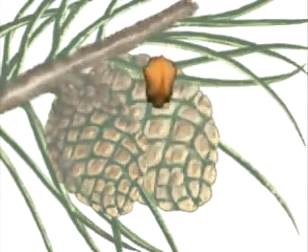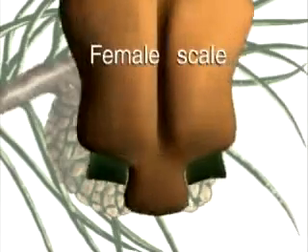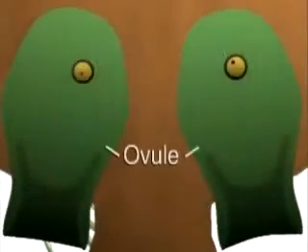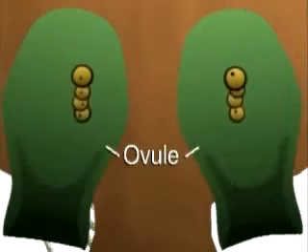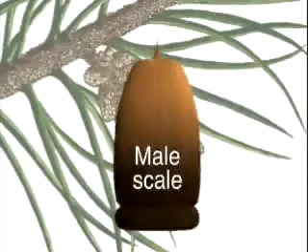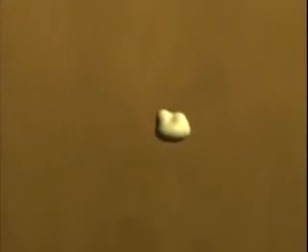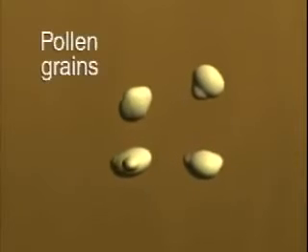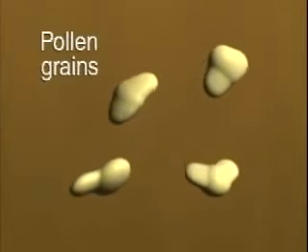Female cones develop two ovules on the upper surface of each cone scale. Each ovule contains haploid megaspores. Male cones produce microspores by meiosis. The microspores develop into pollen grains. Each winged pollen grain is a four-celled male gametophyte.